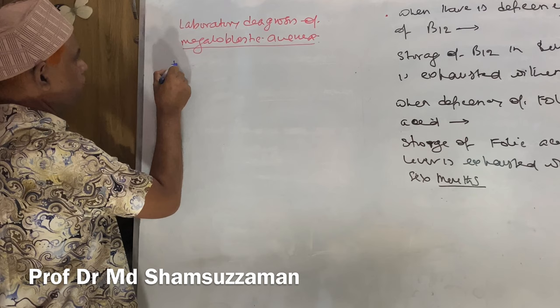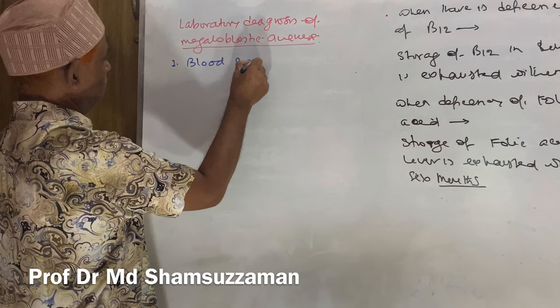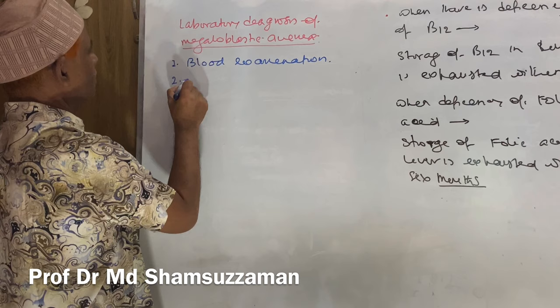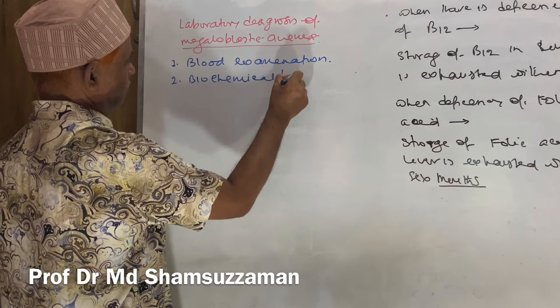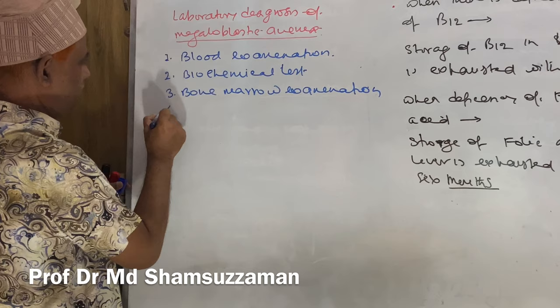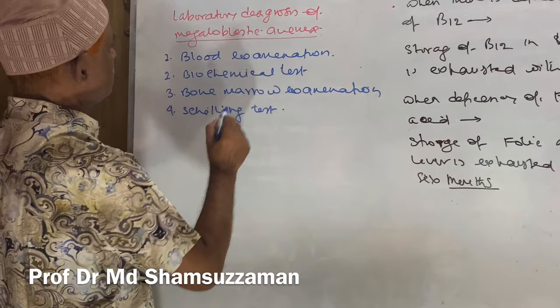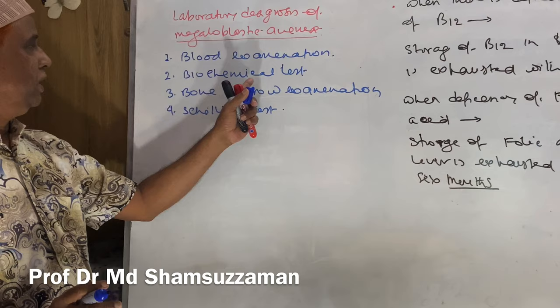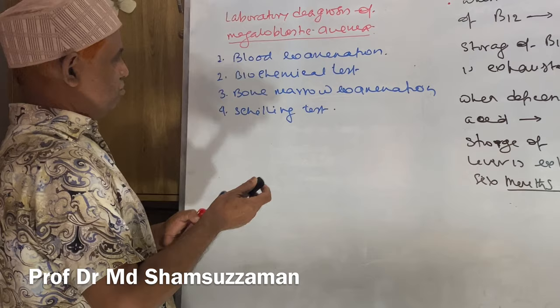Number one, we have to do blood examination. Then biochemical test. Then bone marrow examination. And then Schilling test. So, how to diagnose megaloblastic anemia in laboratory? Blood examination, biochemical test, bone marrow examination, Schilling test. Now come to blood examination first.